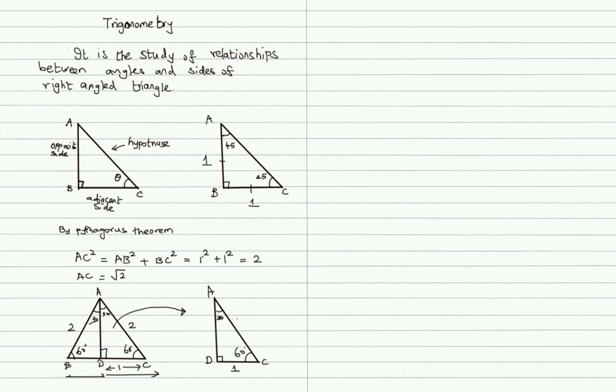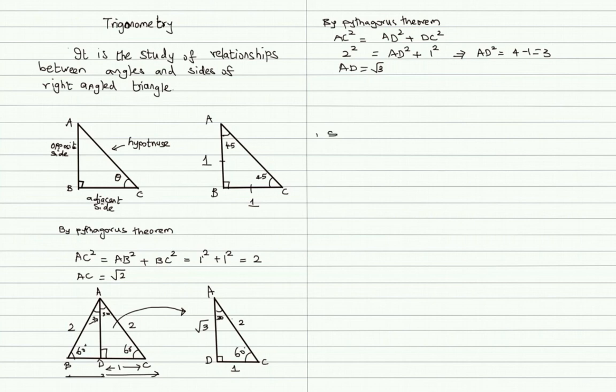So the length of DC is 1 unit, length of AC is 2 units, and let us calculate the length of AD using Pythagoras theorem. By Pythagoras theorem, we know that the square of hypotenuse will be equal to the sum of squares of the other two sides. Hence, AC square is equal to AD square plus DC square. AC is 2 units, so 2 square is equal to AD square plus 1 square. So AD square is equal to 4 minus 1, which is 3, and hence the length of AD is square root of 3.